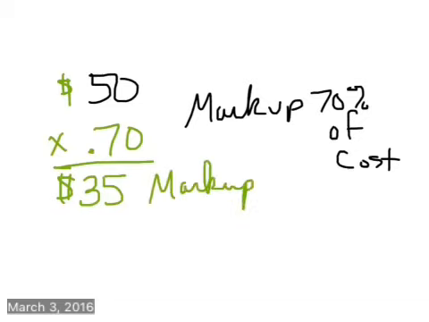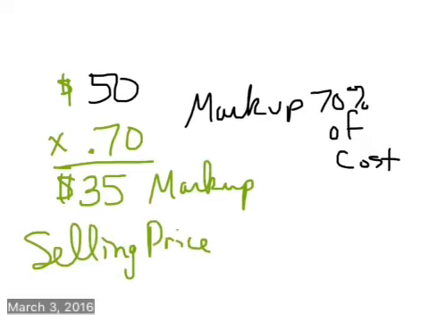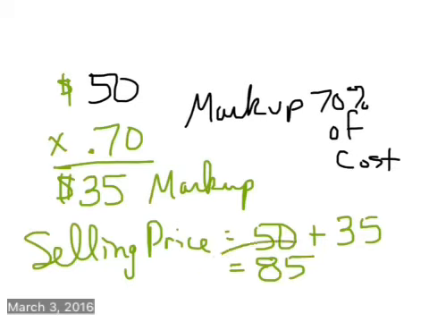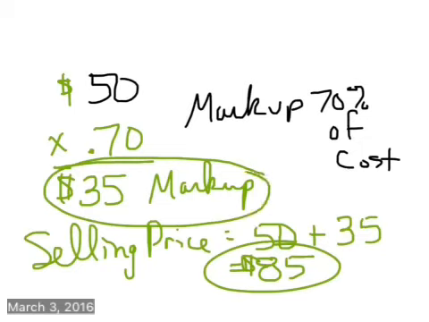So now to figure out the selling price, you take the cost, 50, plus the markup, 35, and get a grand total of $85. That's how much you should be selling your item for. So on number one, they're going to ask you for the markup and then the selling price. Again, we're going to be multiplying. Keep in mind when you move it over, it's got to be moved over 2 decimal places, not 1 or 3 or whatever. It's got to be 2 decimal places every time.